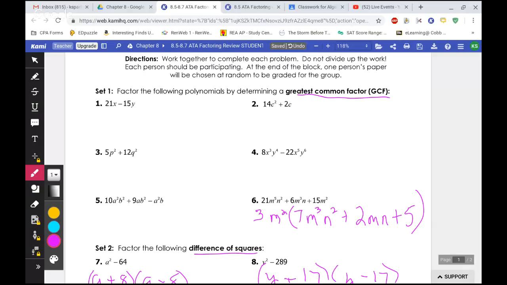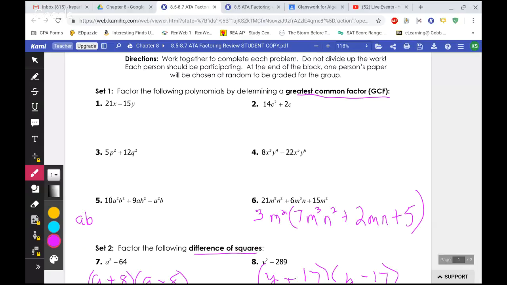Okay. On number 5, 1 is the only thing that will go into all 3 coefficients, 10, 9, and 1. So there's no greatest common factor of a number. But do all of them have letters or variables in common? And if so, what are they? They all have A and B in common. Good job. They all have A and B.